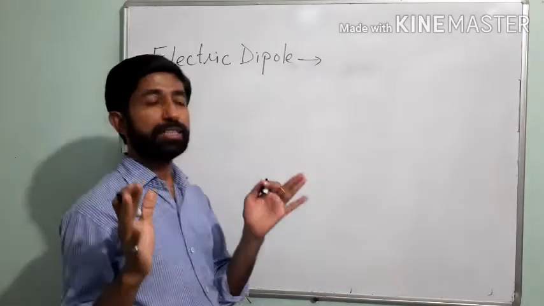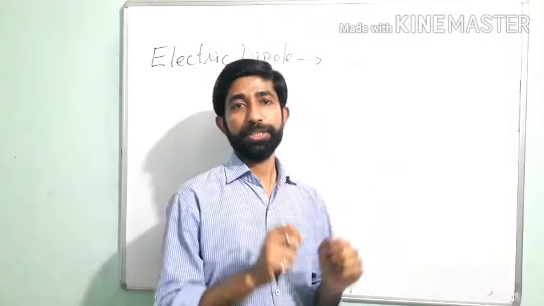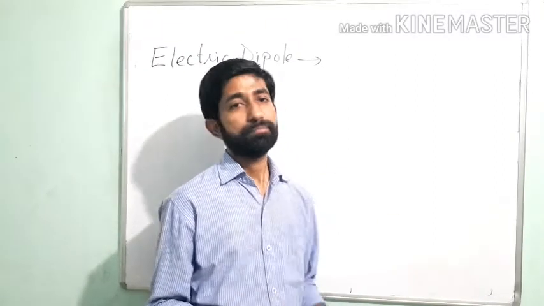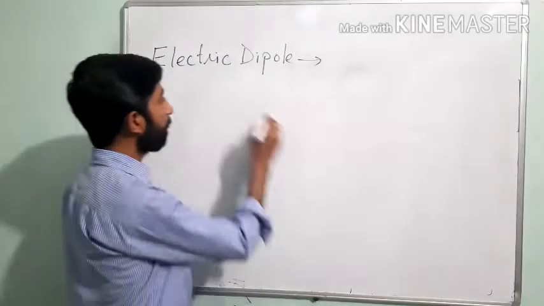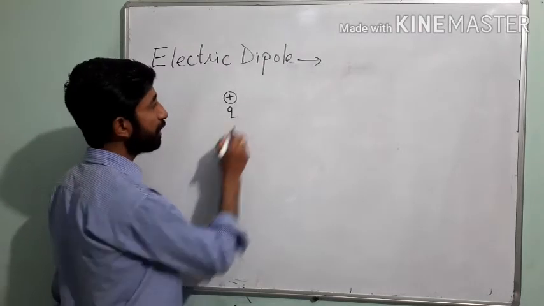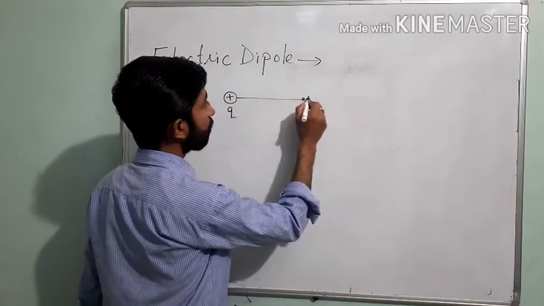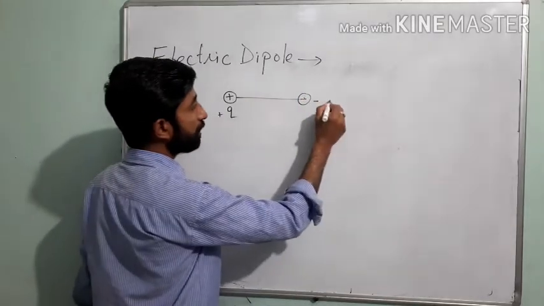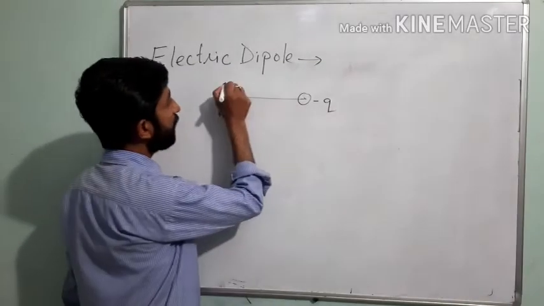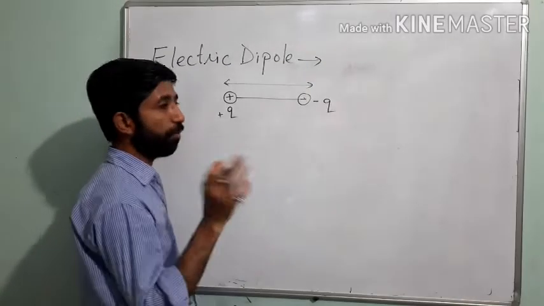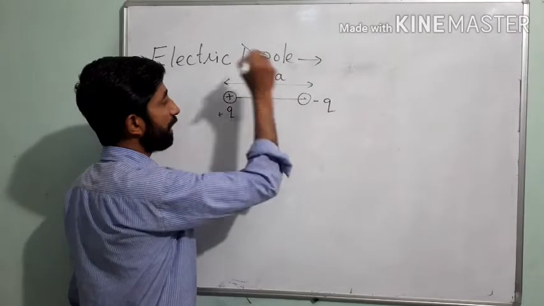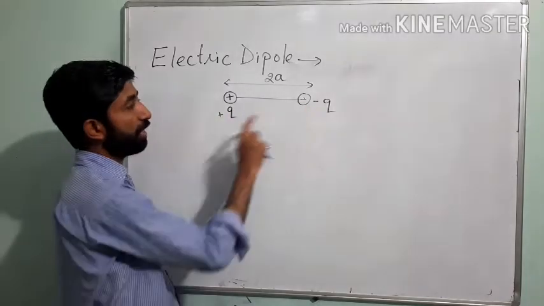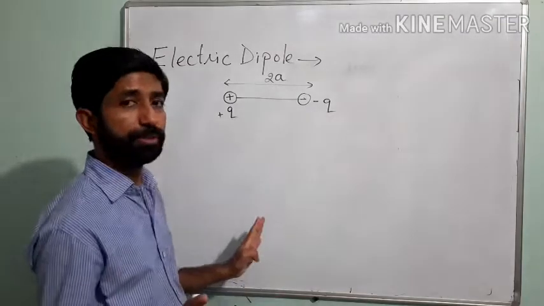Electric dipole mainly consists of two equal and opposite charges placed at a small distance. That's simply the electric dipole. There is one small charge, plus q, and another small charge, minus q, and they are separated by a small distance, twice a. This is an electric dipole. Remember, both the charges are equal in magnitude, but the signs are opposite.